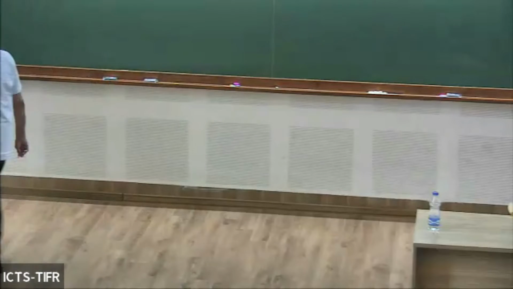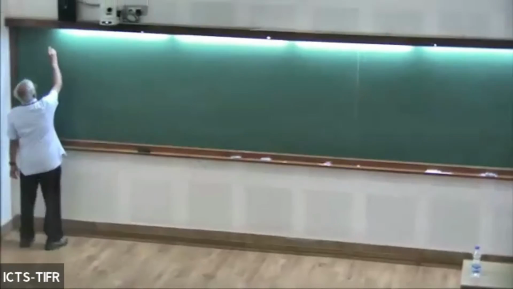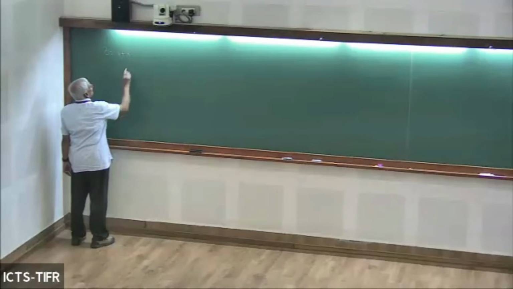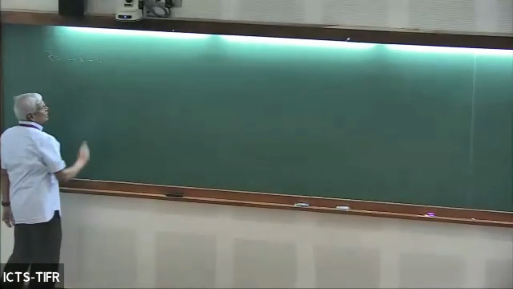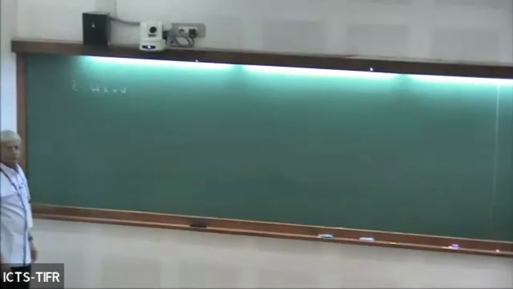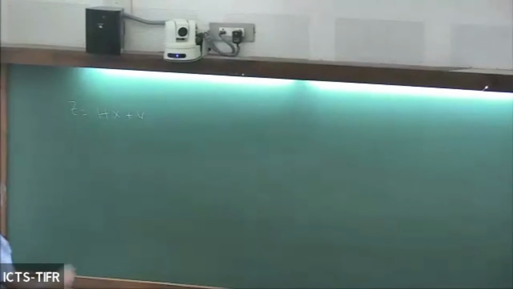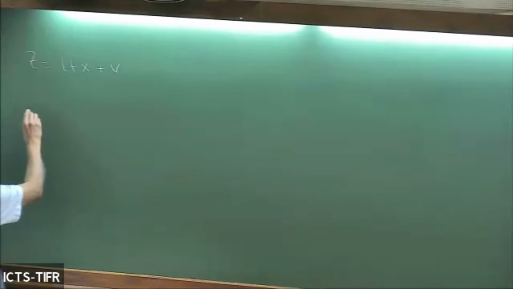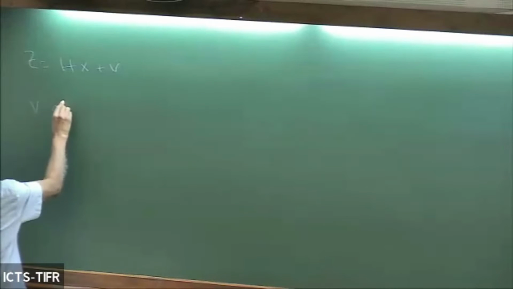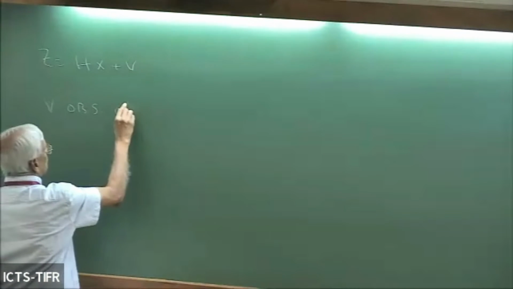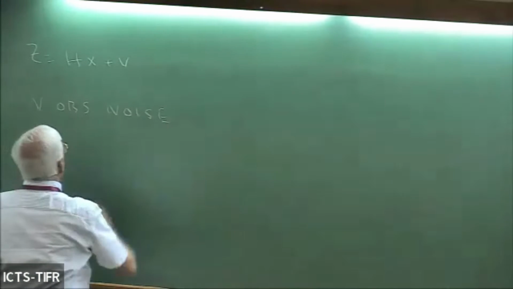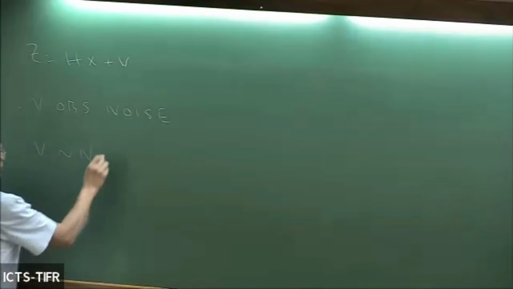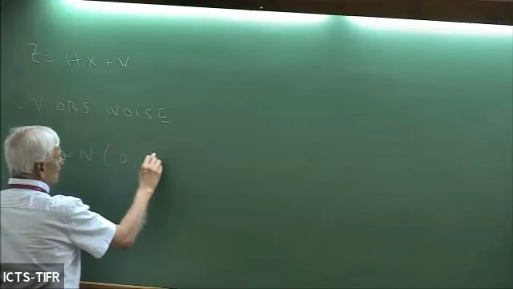So what is the model we are going to start with? Same starting point. z is equal to h of x plus v. Observations have noise in them. v is the observation noise. Generally, I assume v to be Gaussian distributed with a zero mean and variance R.